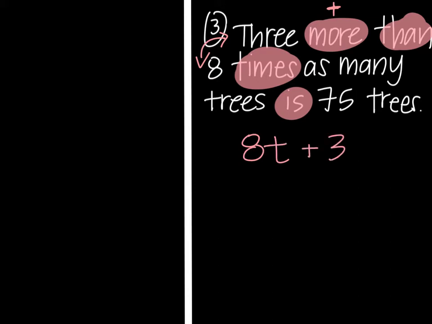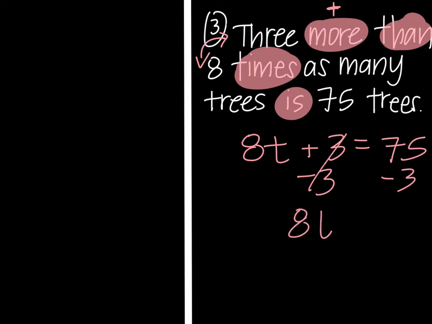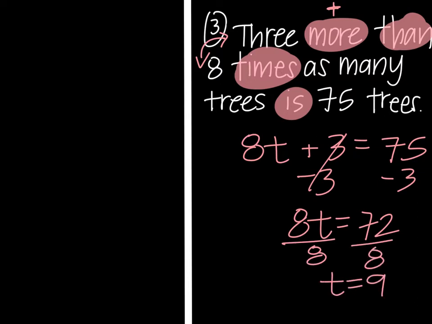Plus 3 equals 75. You would solve it by getting rid of the constant on the side with the variable. So that would be the 3 there, because the variable is right here on the left. So we'll get rid of this positive 3. Get 8 times t equals 72. And t is equal to 9.